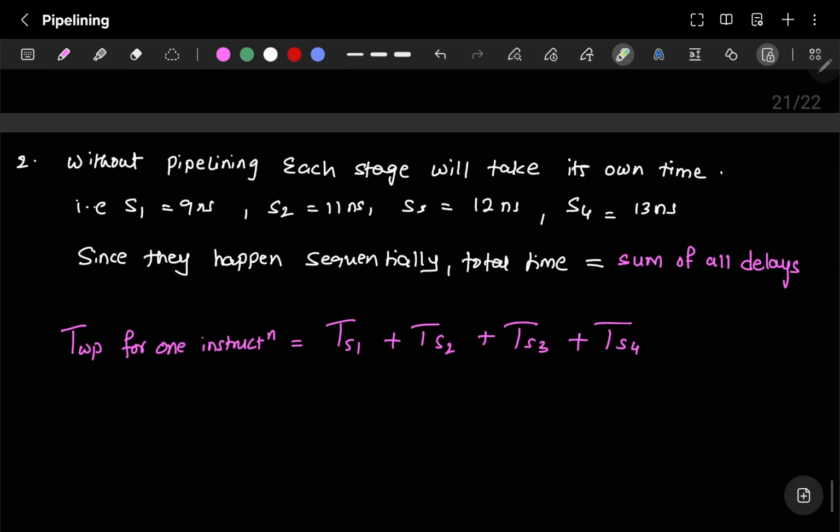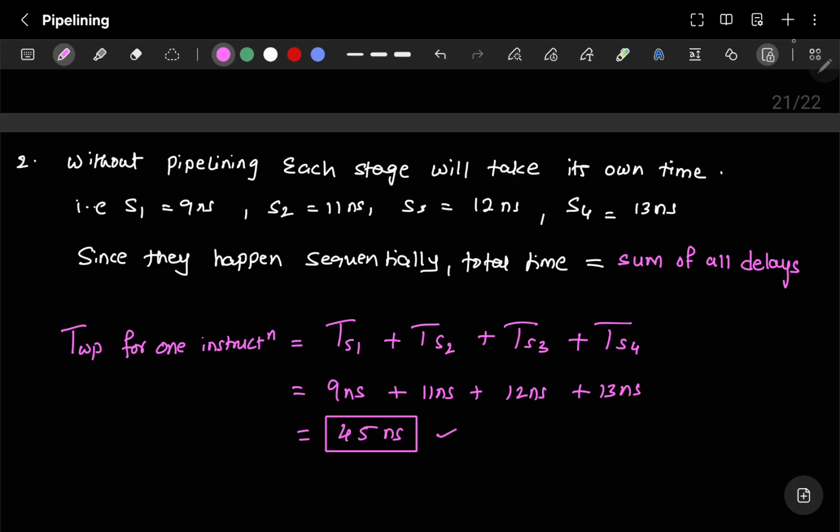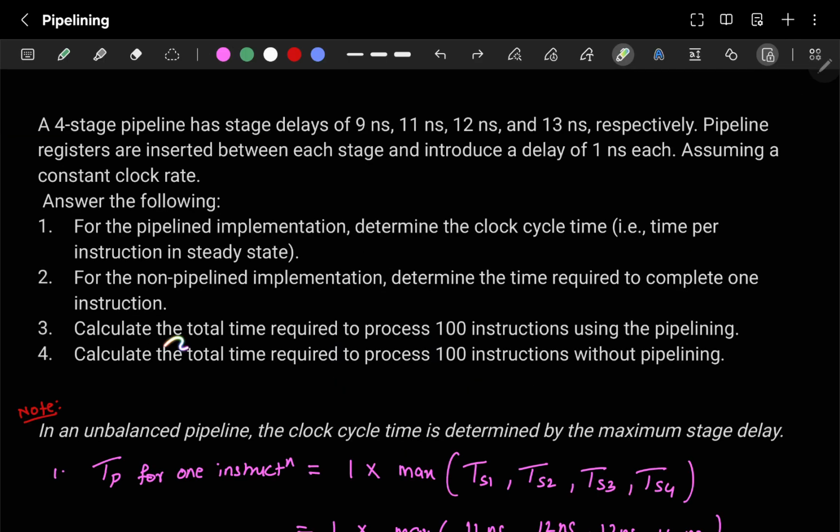So that is what I am going to do. I had already mentioned here, the stage will take whatever the delay of the stage is. That means S1 will take 9 nanoseconds, this will take 11 nanoseconds, this will take 12 nanoseconds, this will take 13 nanoseconds. Then what would be the total? Total will be 45 nanoseconds. So this will be the answer, right? Easy, right? Okay. Now the third question is: calculate the total time required to process 100 instructions using pipelining.